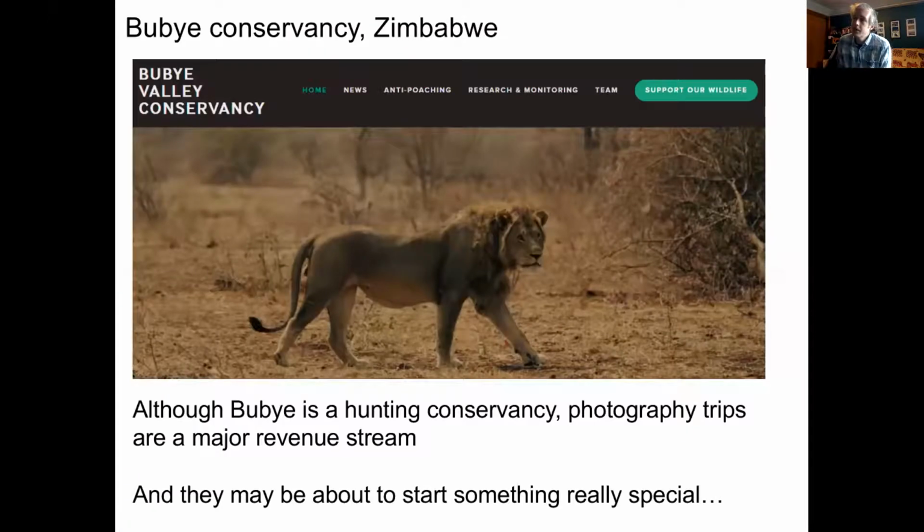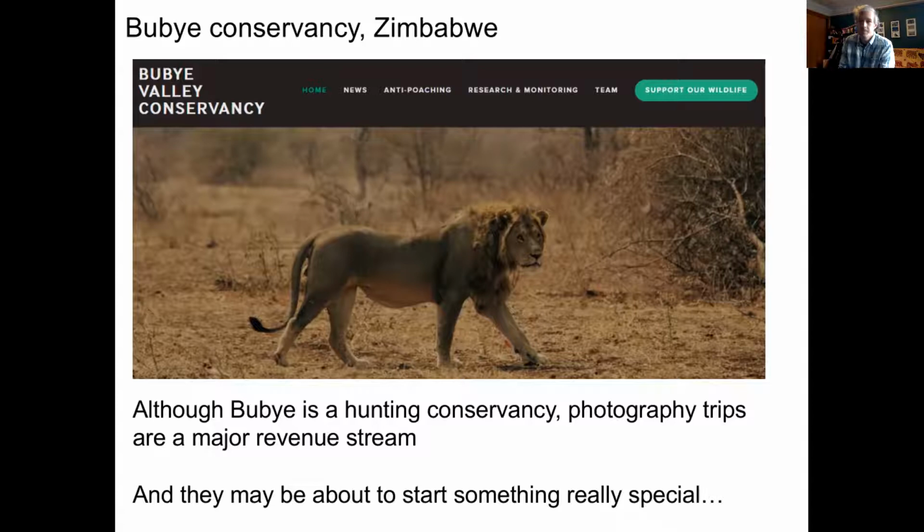And these photography trips have become really, really popular. In Bubye Conservancy, Bubye is primarily a hunting conservancy, so the wildlife are managed in such a way that it generates a lot of revenue from hunting. But Bubye now has such a high density and diversity of wildlife that photography trips in the hunting conservancy are a major revenue stream. These are trips where you pay money to stay at the camps, and they often separate the photographers and the hunters, but you don't buy the hunting permits, you're not taking any animals, you're just literally taking pictures.